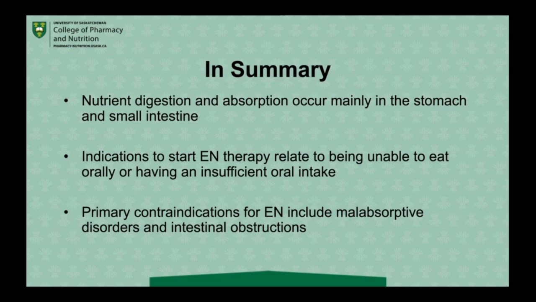In summary, we discussed that nutrient digestion and absorption occur mainly in the stomach and small intestine, that indications to start EN therapy relate to being unable to eat orally or having an insufficient oral intake, and that primary contraindications for EN include malabsorptive disorders and intestinal obstructions.